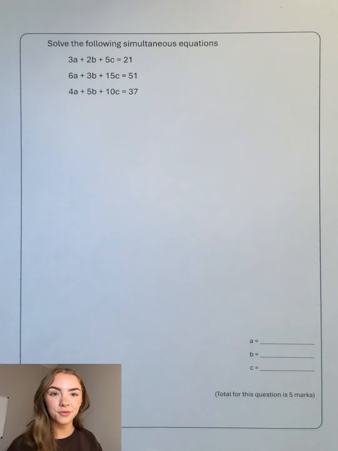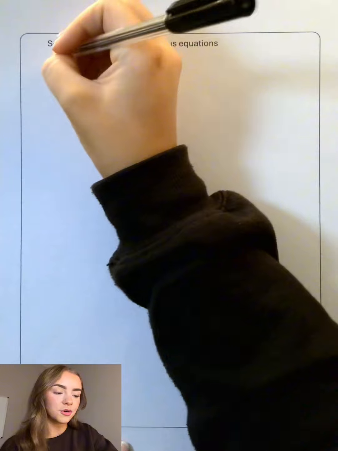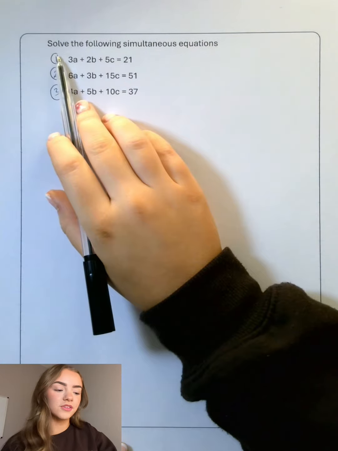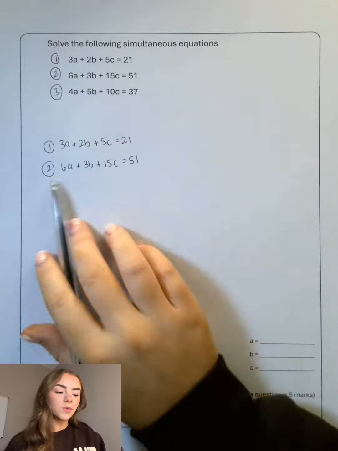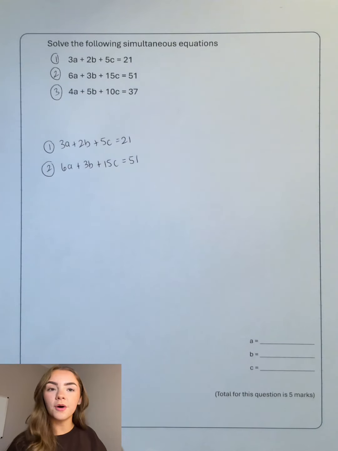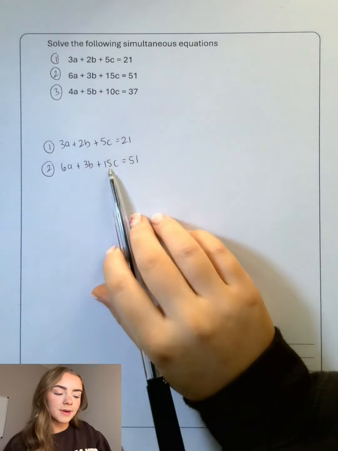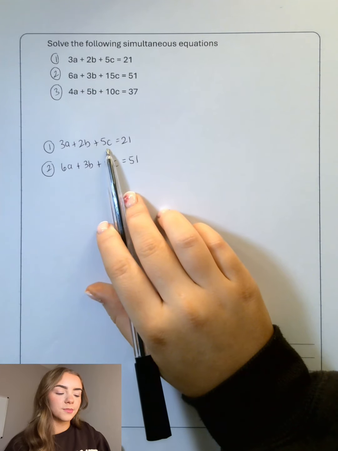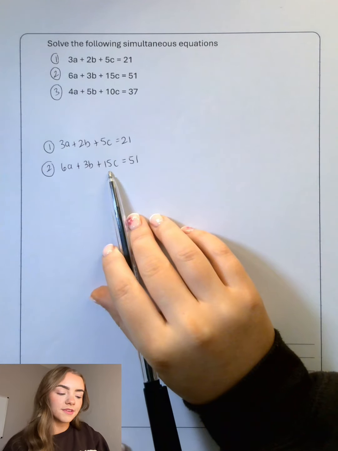This time we have 3 unknowns. Let's label each equation as 1, 2 and 3. First, let's just focus on equation 1 and equation 2. To eliminate one of these terms, we'll need to make one of the coefficients the same. For this one, I'm going to make the coefficients of c the same. To do this, we can just multiply the first equation by 3 so that both of these will be 15.